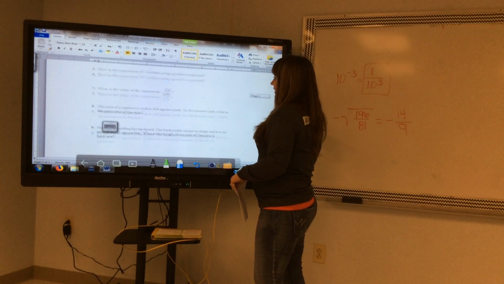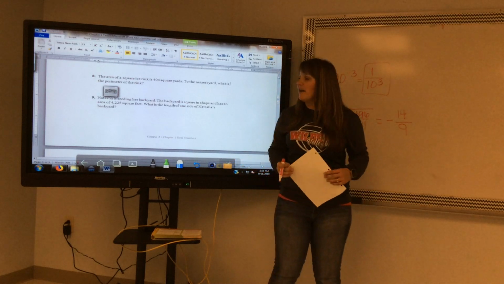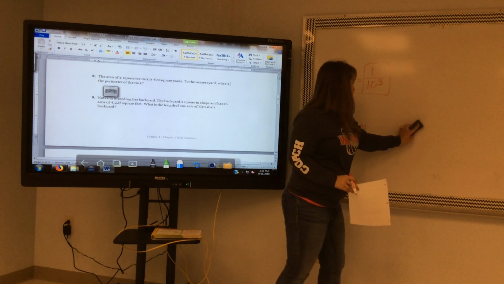Number 8 and 9. Number 8 and 9 are talking about the areas of a square.